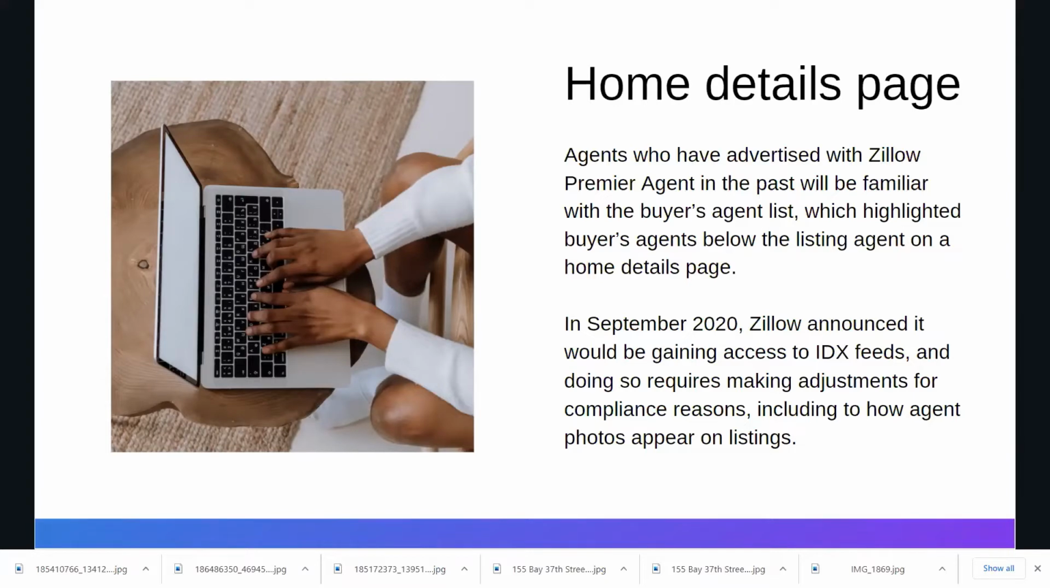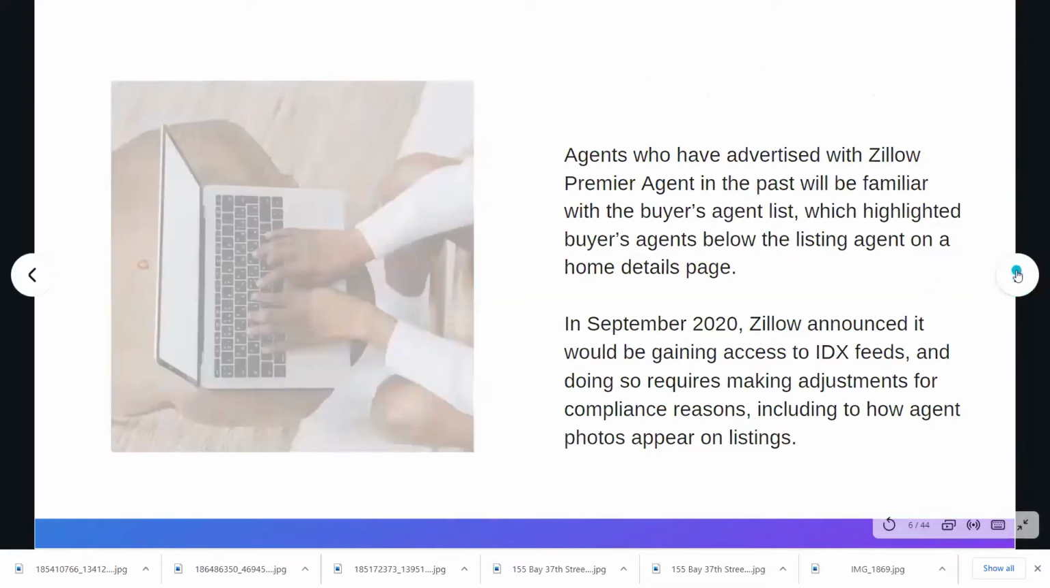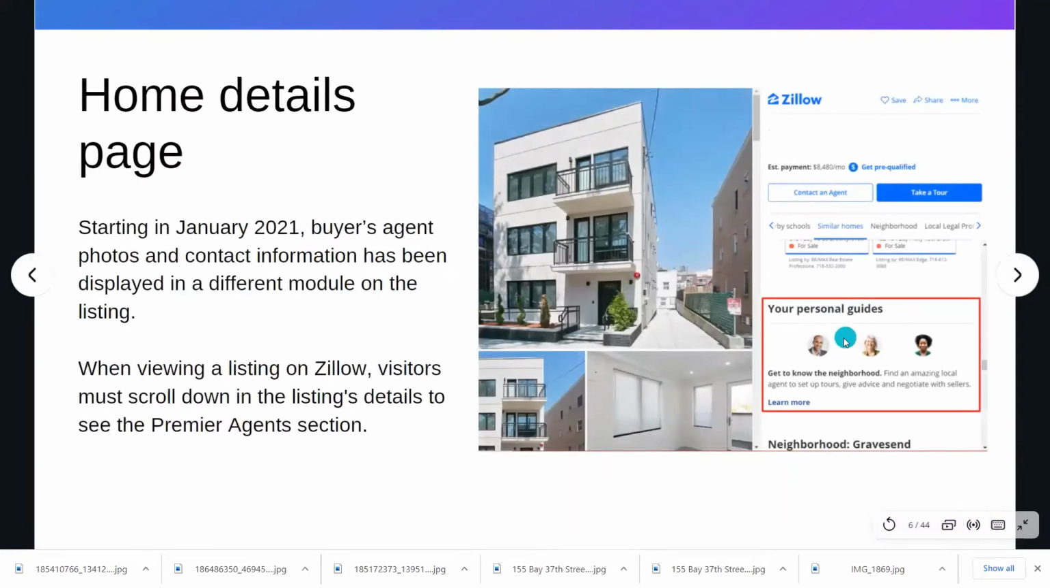In September of 2020, which was pretty recent, Zillow announced it would be gaining access to IDX feeds. So they changed the way that they got their data. Doing so requires making some adjustments for compliance reasons, including how the agent's photos appear on listings. So you might have seen some changes in regards to that. As you can see in the highlighted box here, it says your personal guides. Starting in January 2021, buyer's agent photos and contact information were displayed in a different setting.